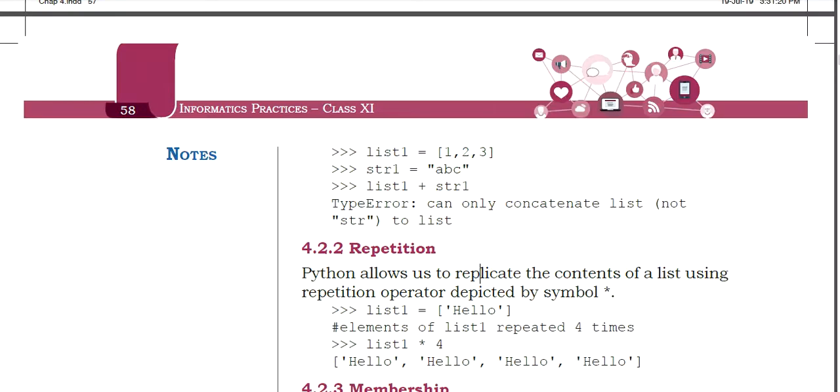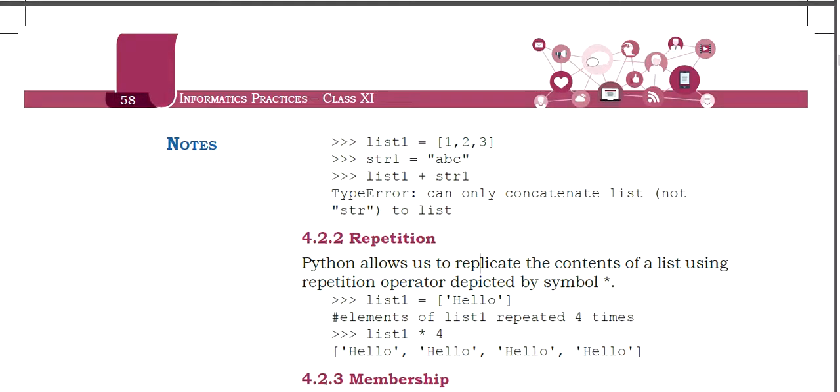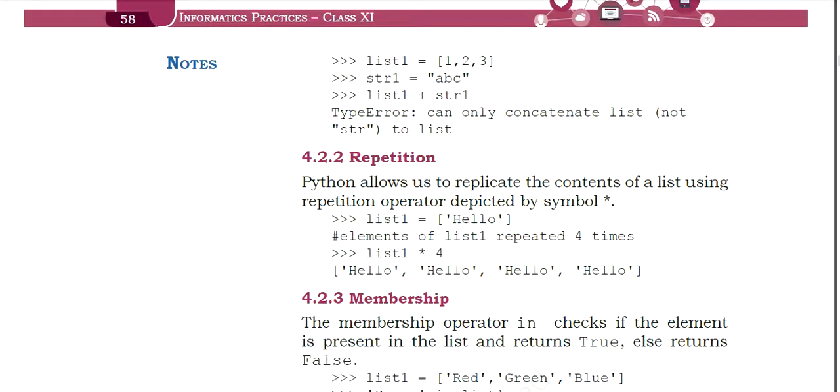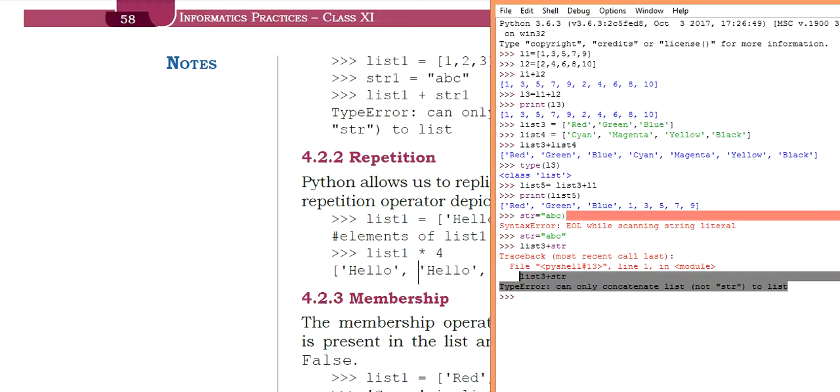Okay, next operation is repetition. So see, this is a repetition step. Repetition means if you want the same element to be repeated 2 times, 3 times, we can use this asterisk symbol, that is a star. Python allows us to replicate the content of a list using the repetition operator. So this is a list. If we want the same element to be repeated 4 times, then we will use this multiplication or asterisk symbol.